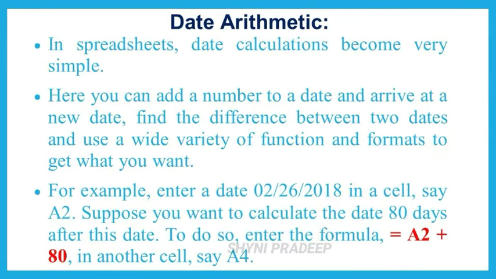Next topic is date arithmetic. Manual date calculations are very difficult, but date calculations in spreadsheets are very easy. For example, if you are entering a date 2/26/2018, here 2 is the month, 26 is the date, and 2018 is the year. Now suppose you want to calculate the date 80 days after this date. To do this, enter the formula =A2+80 in another cell. If you give this formula, the date 5/17/2018 appears in the cell.